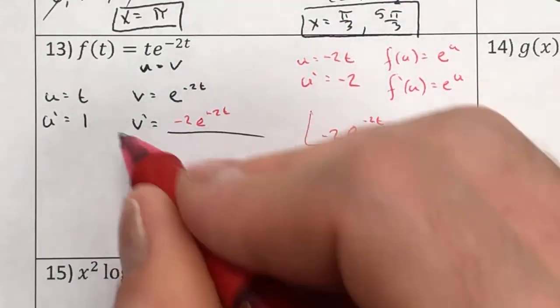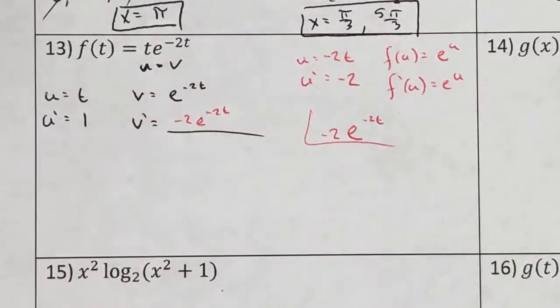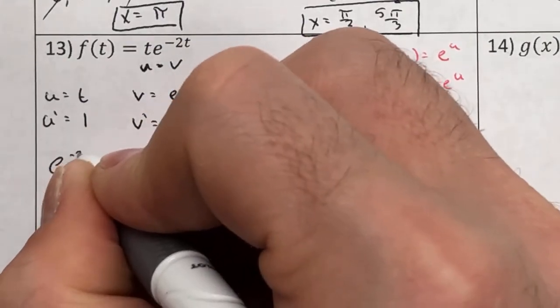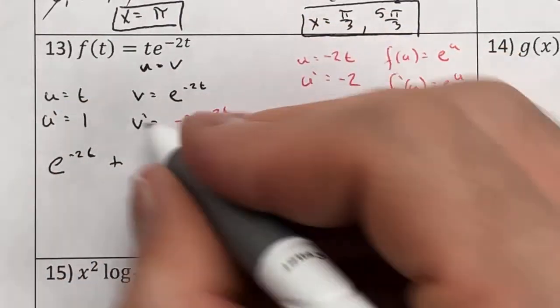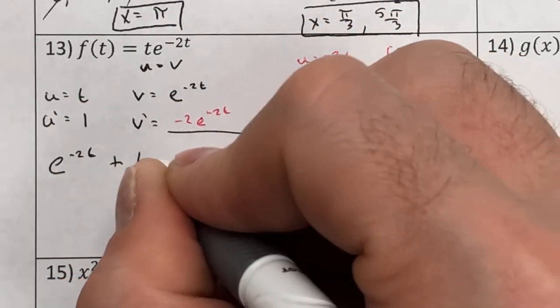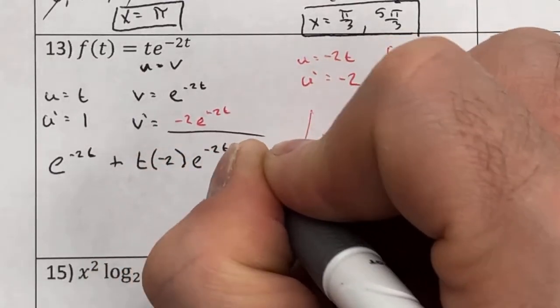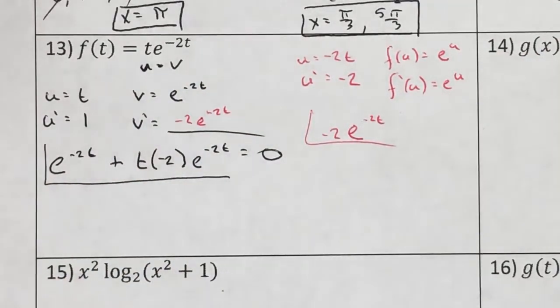We get that, which is going to come over here and do that thing. Let's go ahead and cross those. So v u prime is e to the negative 2t plus u v prime, which is t times negative 2 e to the negative 2t. That is my derivative, and I'm setting that equal to 0, and I'm solving.